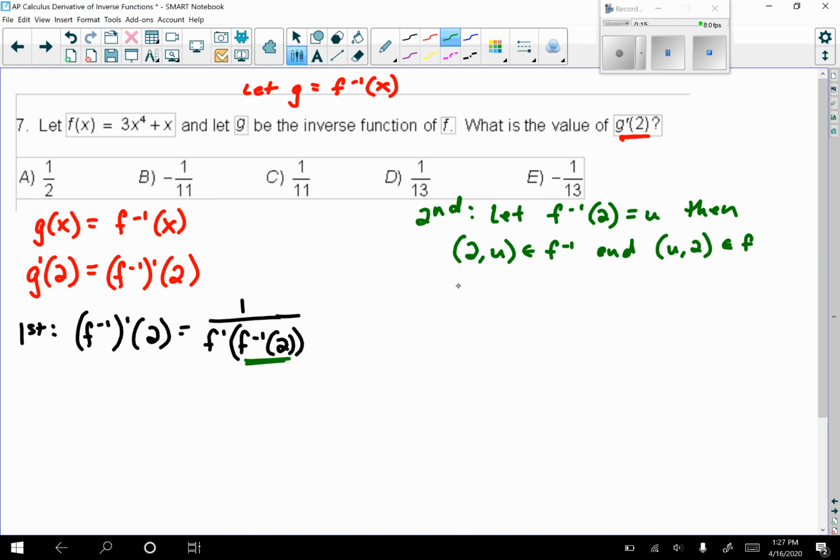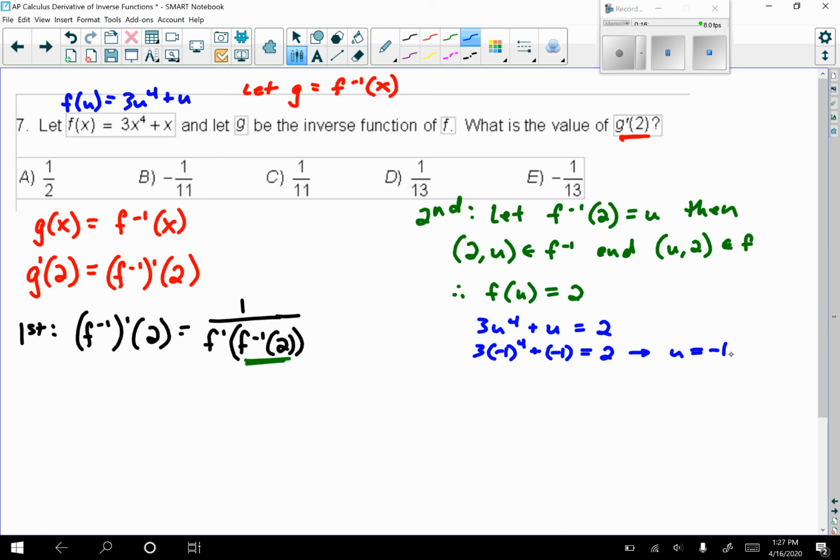So then we can write it this way. Therefore, f of u is equal to 2. Now we can use f of x. So again, f of u is going to equal 3u to the fourth plus u. So then we're going to set 3u to the fourth plus u equal to 2. Now try this. We know if we substituted in a 1, we're not going to get a positive 2. We need to go down, decrease it from the 3, so maybe a negative 1 would work. So if u is equal to a negative 1, we would get 3 times negative 1 to the fourth plus a negative 1, and that actually will equal a 2. So this happens when u is equal to negative 1.